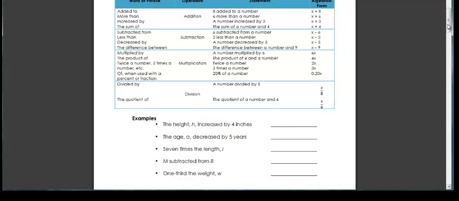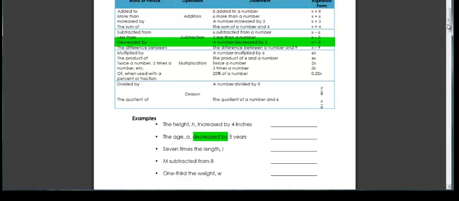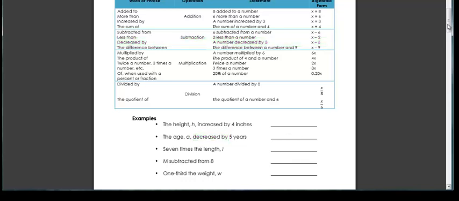Okay, so the second example is the age A decreased by 5 years. We have decreased by, and that is in the subtraction column. So if you look at how those are done, the age A decreased by 5 years should be A minus 5. Example 3 says 7 times the length, which is L. And when you have a number times a number, that's multiplication. So your answer for that one should be 7L.